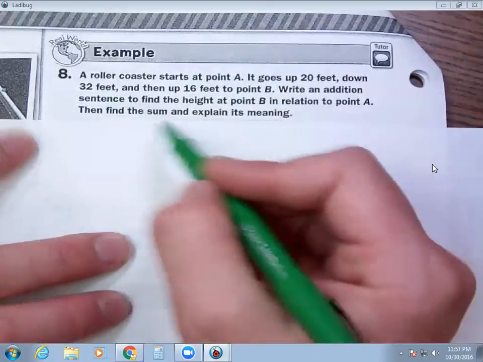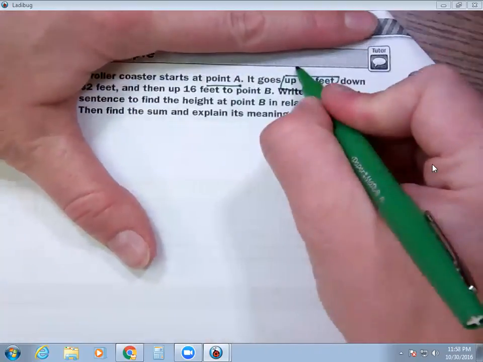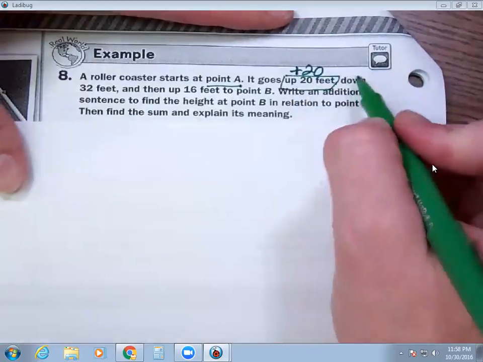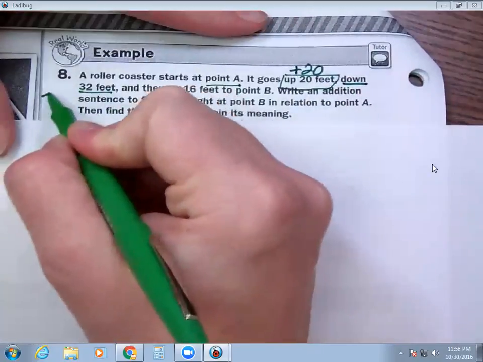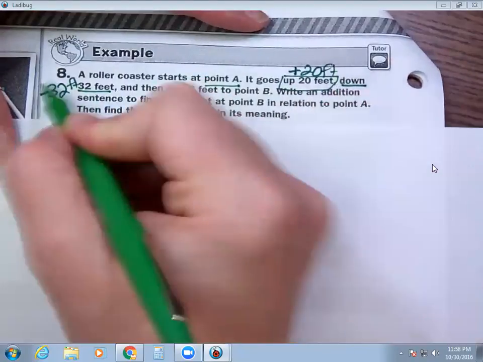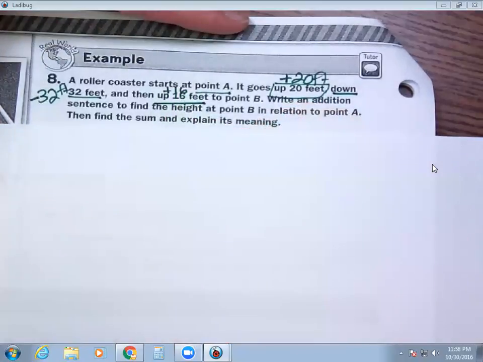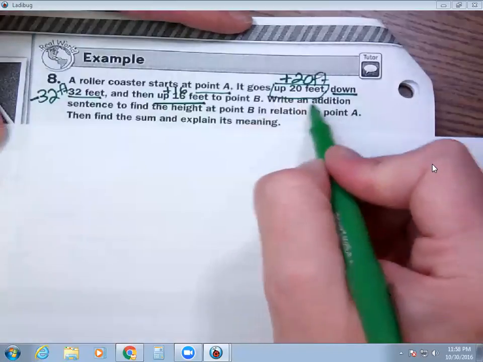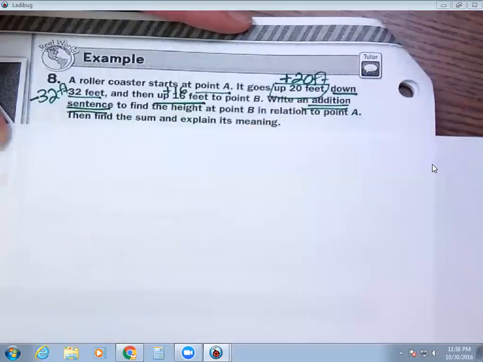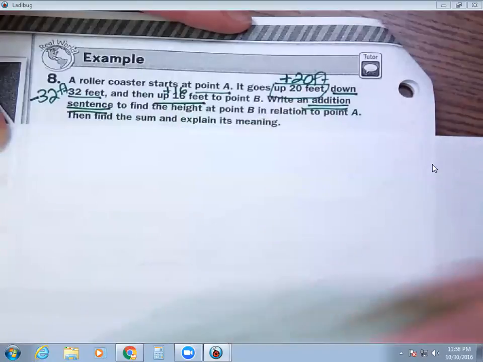So if a roller coaster starts at point A, it's going to go up 20 feet. Up is a nice positive word for you. So we've got 20 feet in a positive sense. Down 32 feet. Down would be negative, we're going more towards the ground. And then up 16, that's a positive. And then we're done. So we're going to write an addition sentence. This is key, an addition sentence, which means we have to have pluses in between all of our things. So it'd be really easy just to say 20 minus, but we have to do plus, plus, plus.